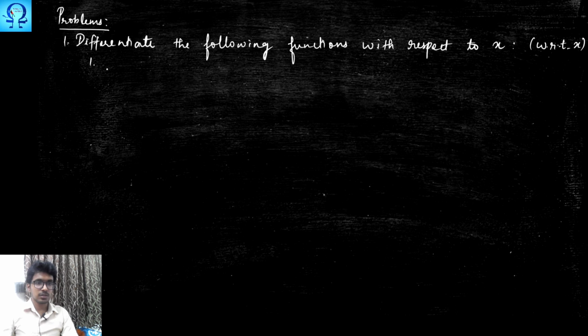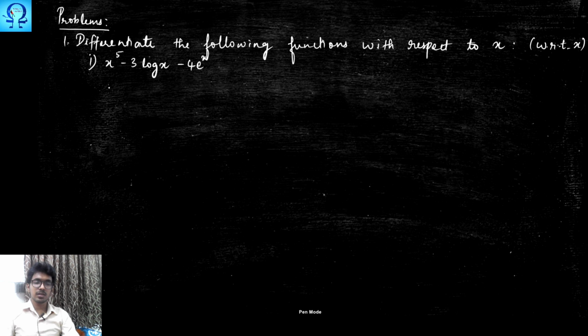The first one is x power 5 minus 3 log x minus 4 e power x. The base of the log is not specified, which means we will take it as base e. Unless it is specified, we take it that it is with base e. Now we are asked to differentiate the following function with respect to x, which means we will have to find d upon dx of the given function.